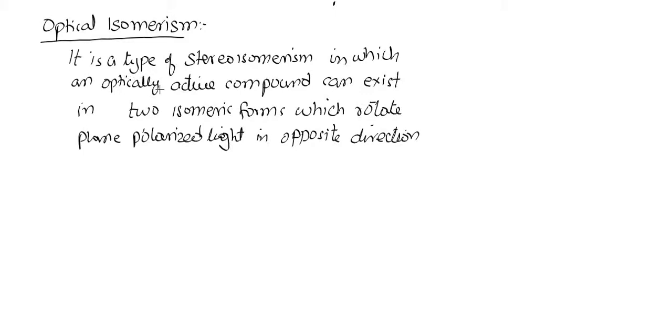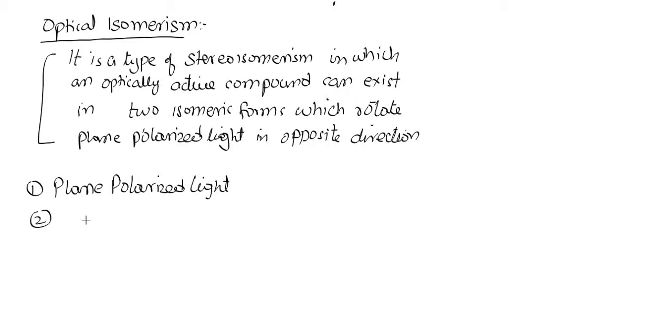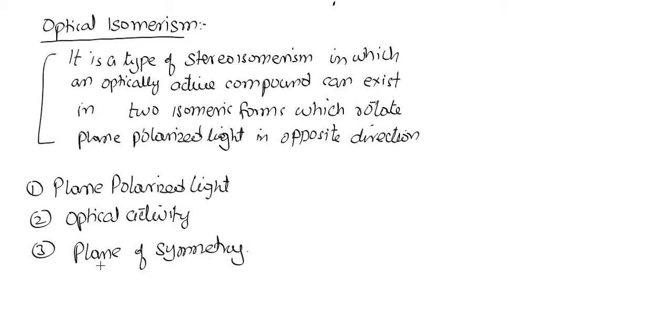Before going to discuss these things, there are some terms that need to be discussed, so you need to have a clear concept about them. In this whole definition, there are three main concepts. One is plane polarized light, second is optical activity, and third is plane of symmetry. This is actually the main part. In order to understand optical isomerism, let's start with plane polarized light.